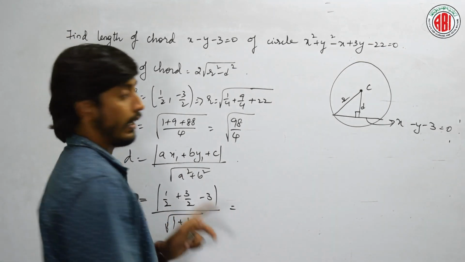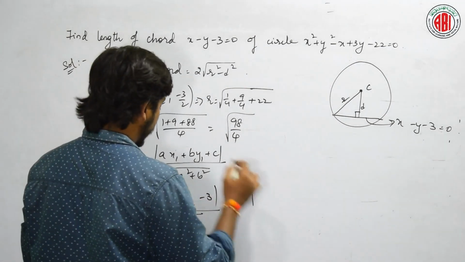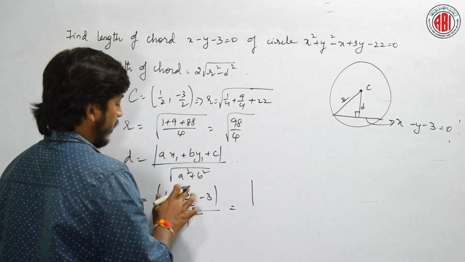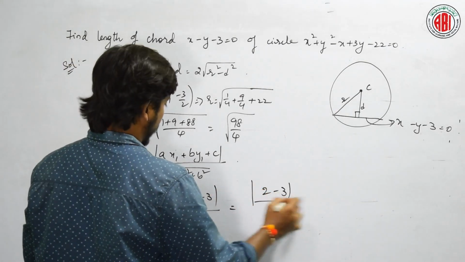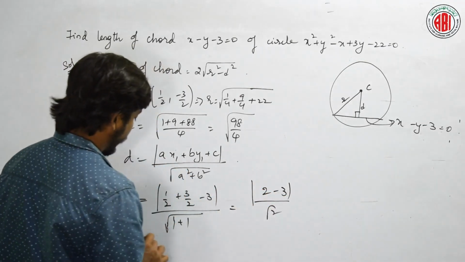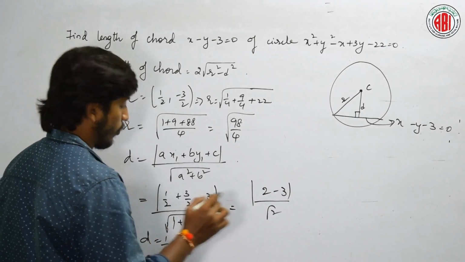Clear? So, here if I take LCM or else directly write 3 by 2 plus 1 by 2. How much is it? 4 by 2. That is 2 minus 3 by root 2. That is nothing but d is 1 by root 2.